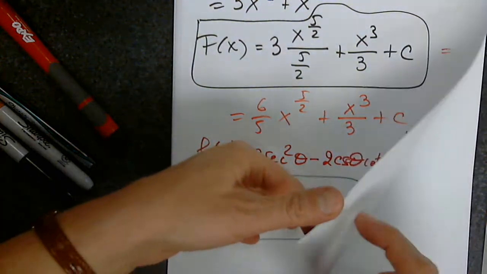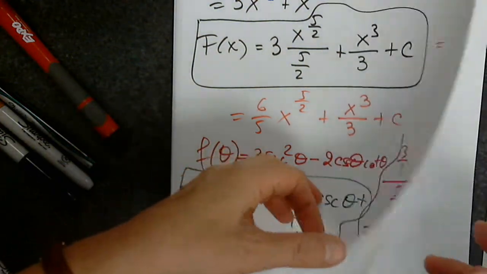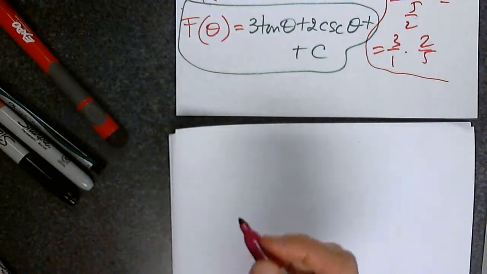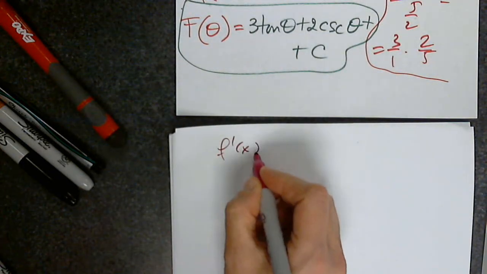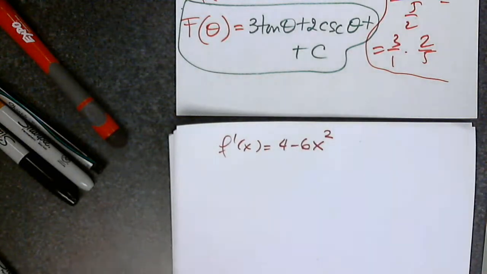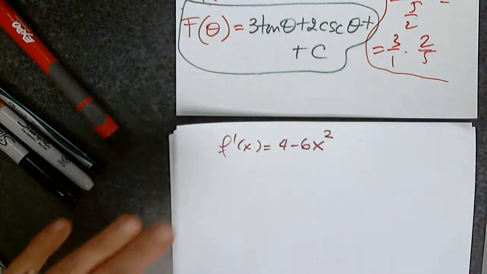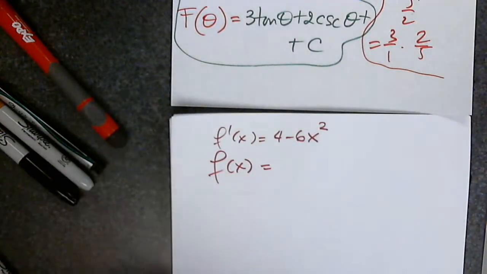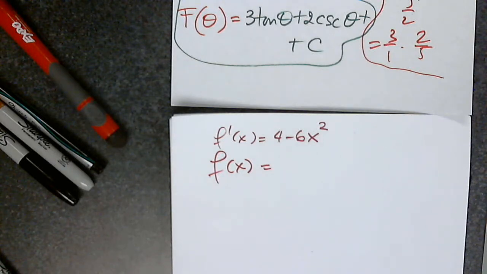Okay, now in the next few examples, we are given f prime. So f prime is given to us as f prime equals 4 minus 6x squared. Now we are asked to find f. If we are given f prime or the derivative denoted by f prime, we have to find the function denoted by f of x.